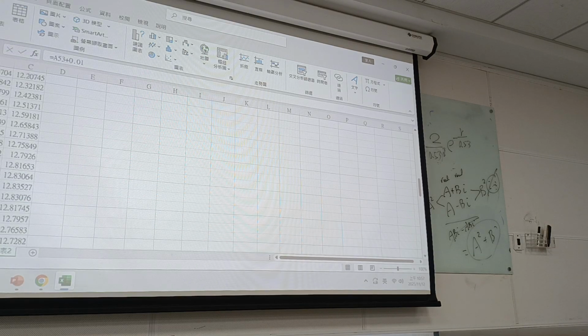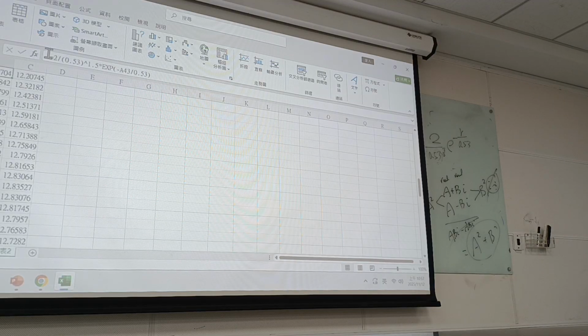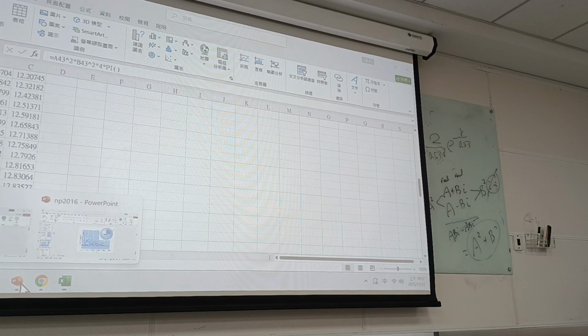So you don't need to do hand calculation. You can use Excel to help you. Remember, this is R, and this is R squared multiplied by 4 pi. Okay, what else?